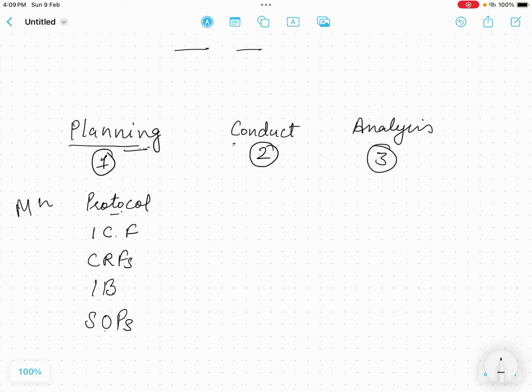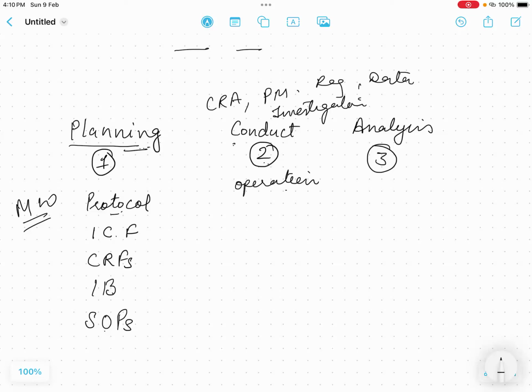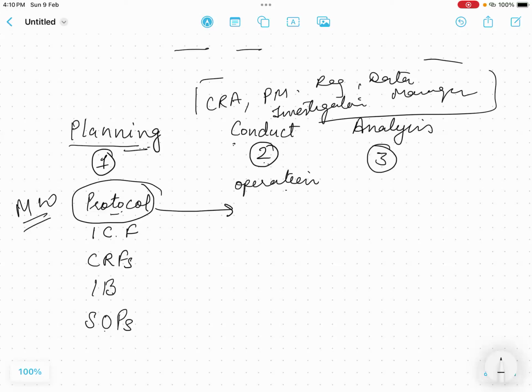Which team is working on these documents? The medical writing team works on these documents. Now this is stage two, which is more on the operation side. Here you have CRAs, project managers, investigators, and even regulatory affairs and data management, whose roles become more active. But the medical writing team that has written the protocol, it will be used here, because based on this protocol they will be conducting the trial. Similarly, the informed consent form, which the medical writing team drafted based on the protocol, will be used here.